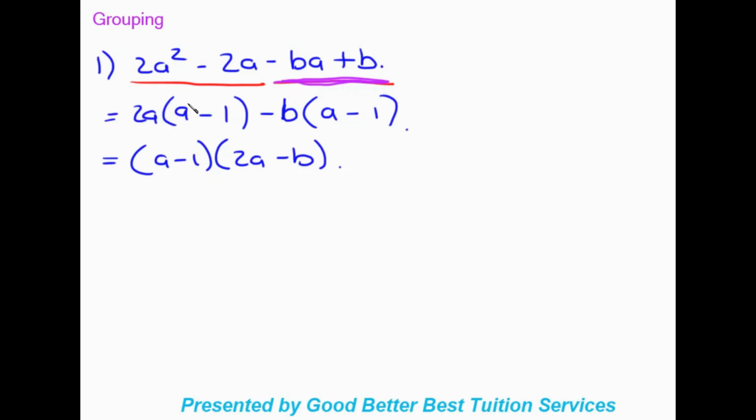Because we've divided 2a minus 1 by a minus 1, that a minus 1 cancels out and we just have 2a left and minus b. So we're just filling in what's left over.